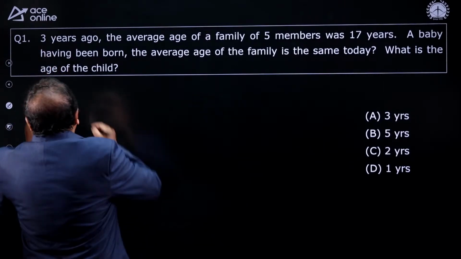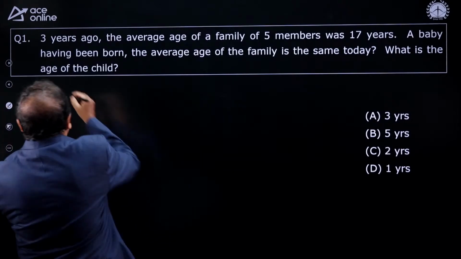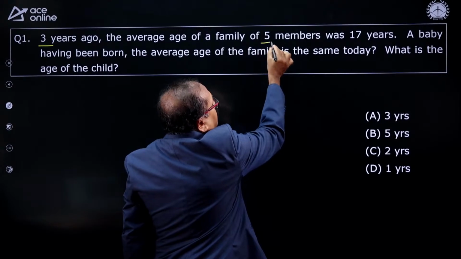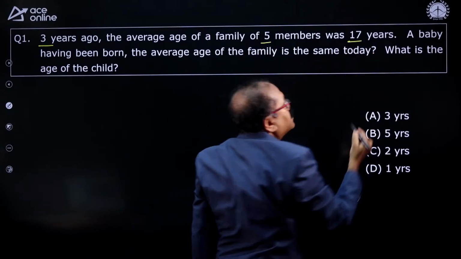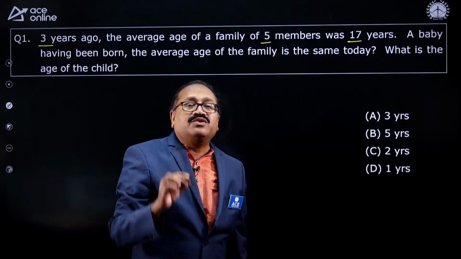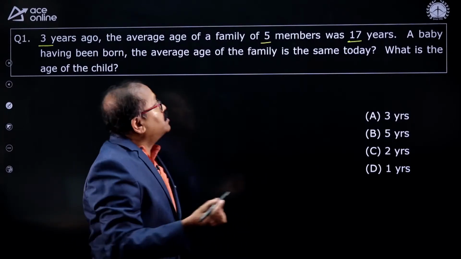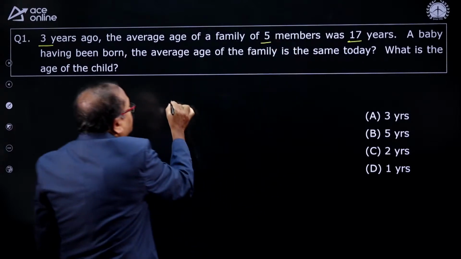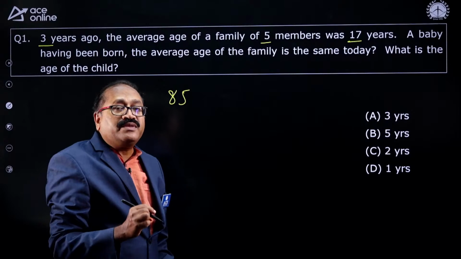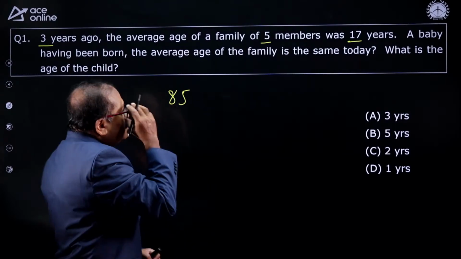What is the question? 3 years ago, the average age of a family of 5 members is 17 years. 3 years ago, the average is 17 years. So what will be the total 3 years ago? 17 times 5 is 85. So it was 85, 3 years back. Now what will be the present total?